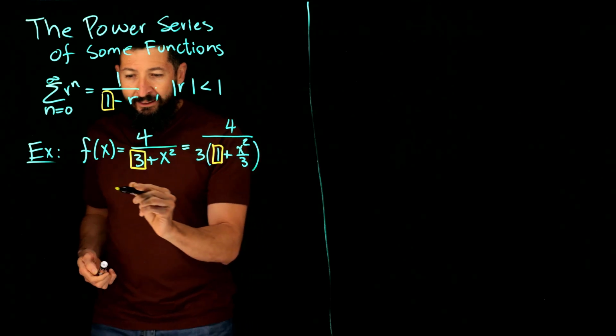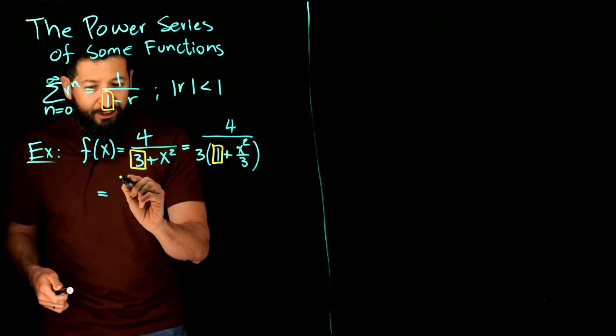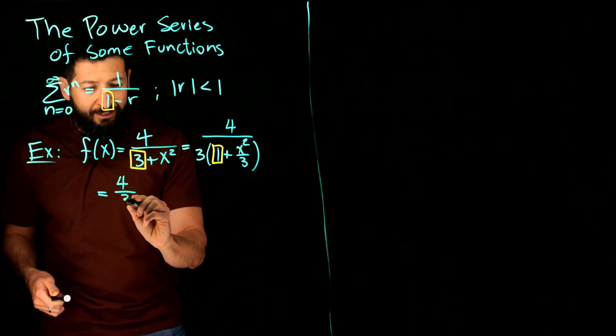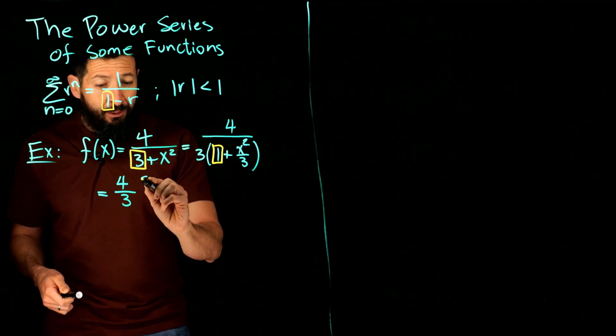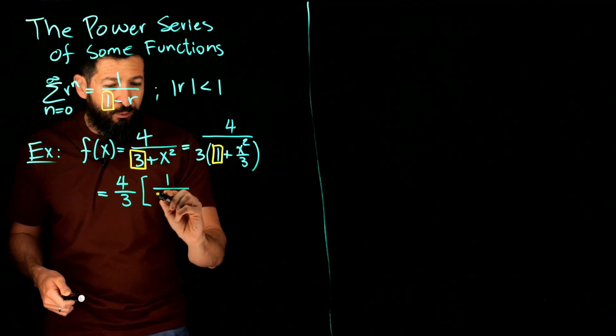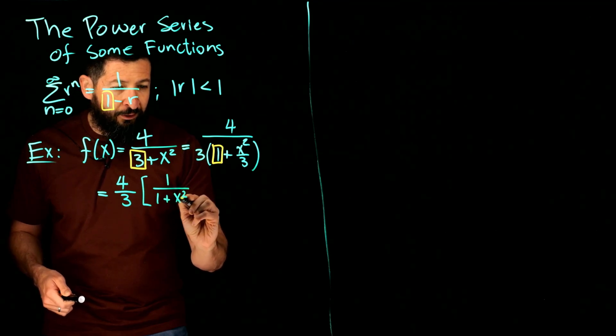So let me rewrite this. I'm going to pull that 4/3 out. The 4 is multiplying and dividing everything. I'm going to pull that part out. And what I'm going to have now is 1 over 1 plus x squared over 3.